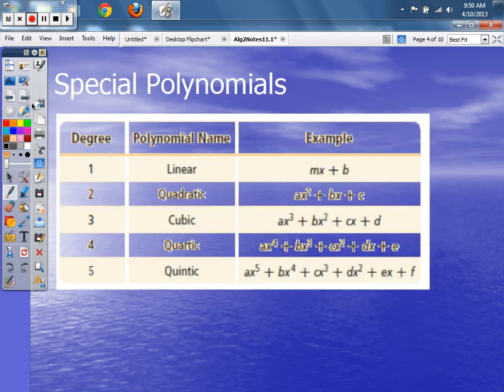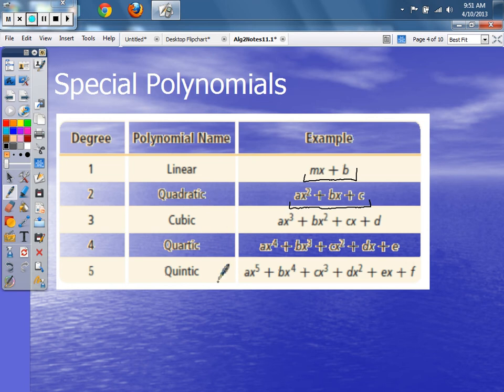Okie dokie. Lots of words. Here are some special polynomials. I think you know them. I'm sorry about the way this kind of ran off here. A linear polynomial is if it's in degree 1 because when you graph it, guess what it is? A line. We saw this guy already this year. Ax squared plus bx plus c, we call that a quadratic. Cubic is if it's to the power of 3.